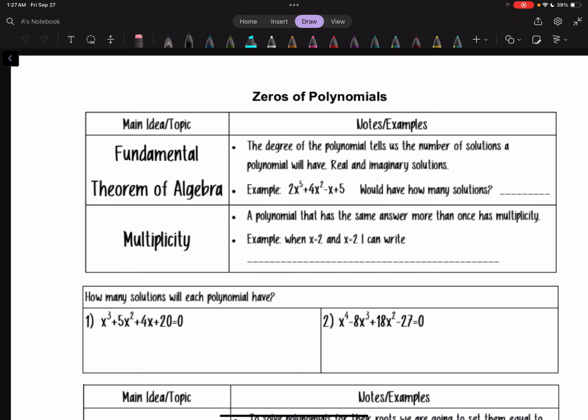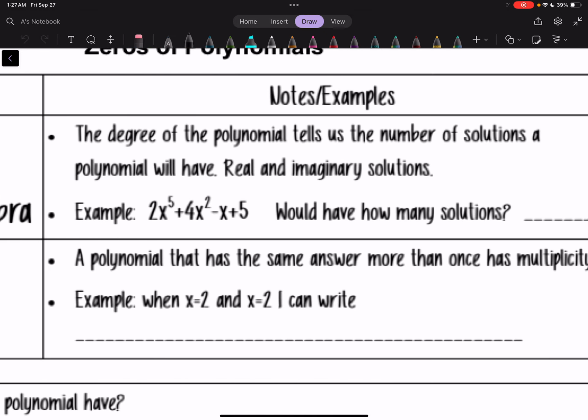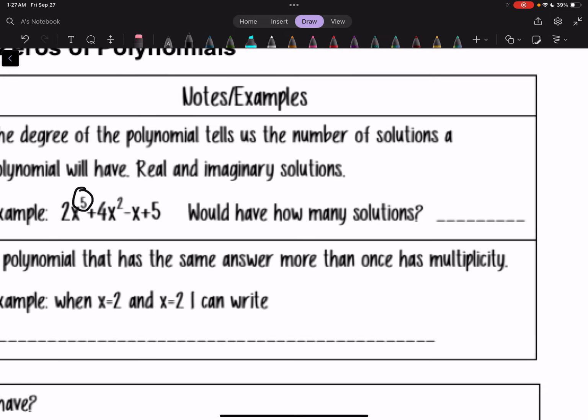Not all of them will be real or have to be real. They may be duplicates, but it will have that many solutions. For example, in this equation, 2x to the fifth plus 4x squared minus x plus 5, I'm going to look at the highest exponent, which is the fifth, which means this equation, or technically expression, there's no y equals, is going to have exactly 5 solutions.